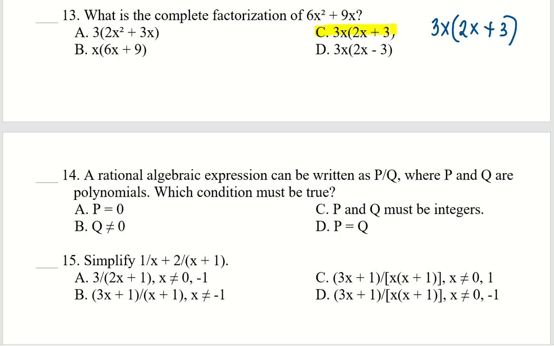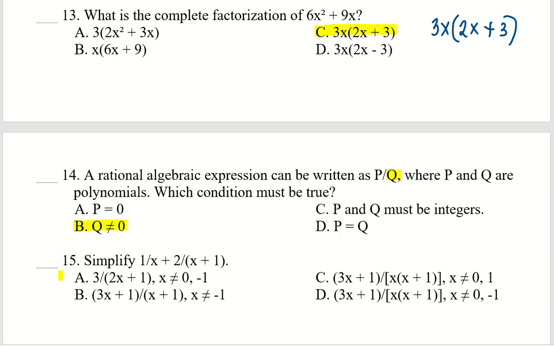Okay, 14. A rational algebraic expression can be written as P over Q, where P and Q are polynomials. Which condition must be true? Okay, so P over Q. Again, when it's a fraction, your denominator should not be 0 po because it will be undefined. Ayan. So, every fraction naman, basta fraction, bawal po maging 0 ang ating denominator.